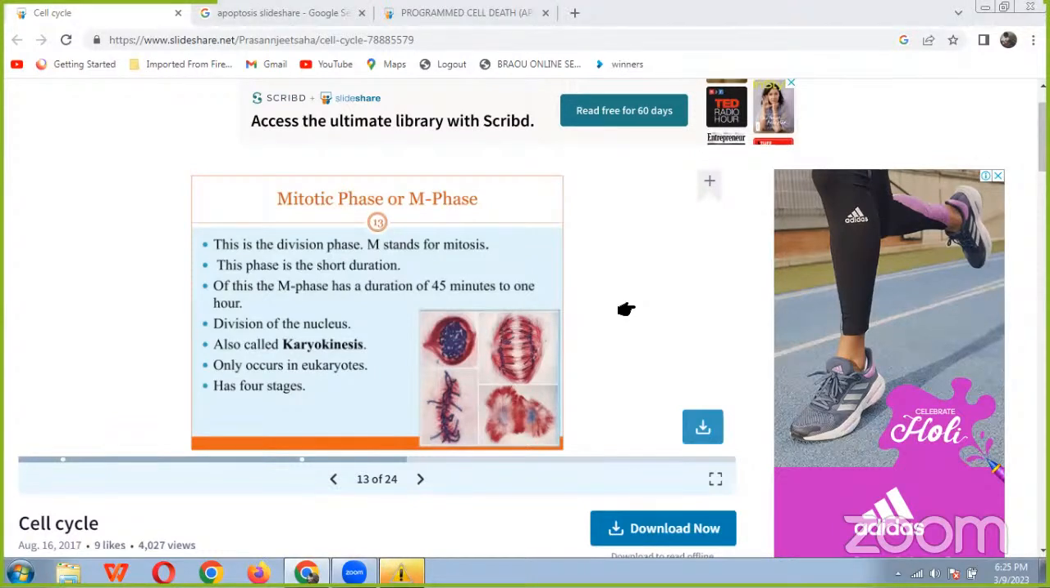Towards the opposite poles. The physical division of the cytoplasm is termed cytokinesis. The process separates the cell into two cells, forming two daughter cells with identical chromosomes.